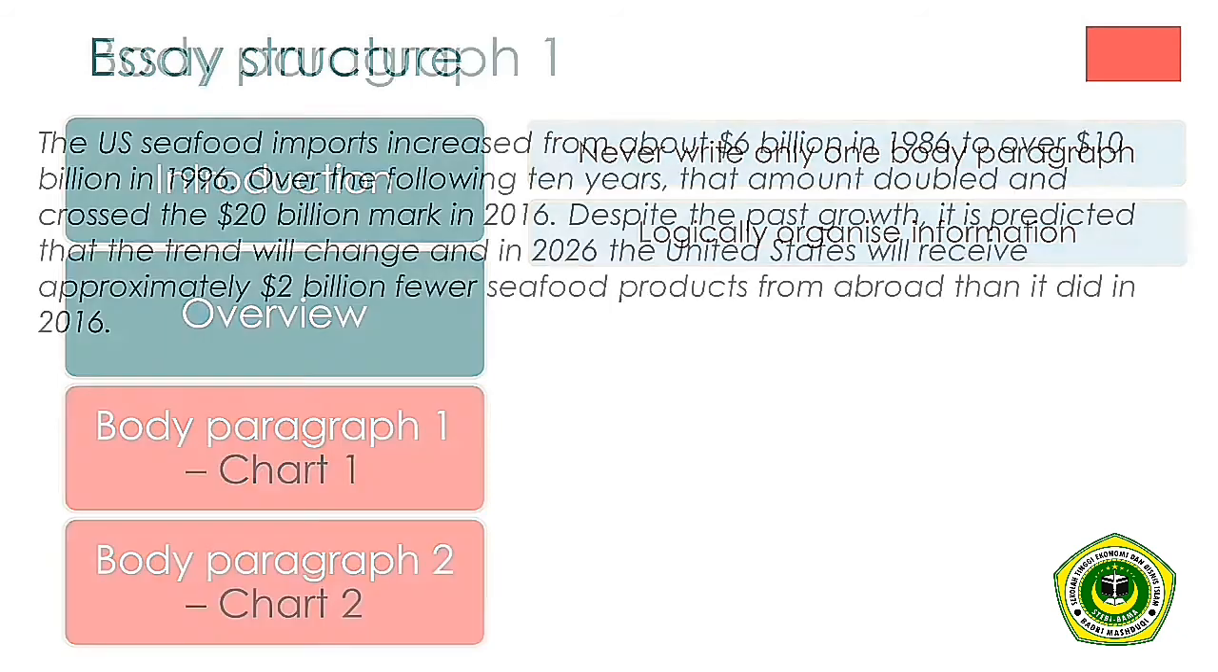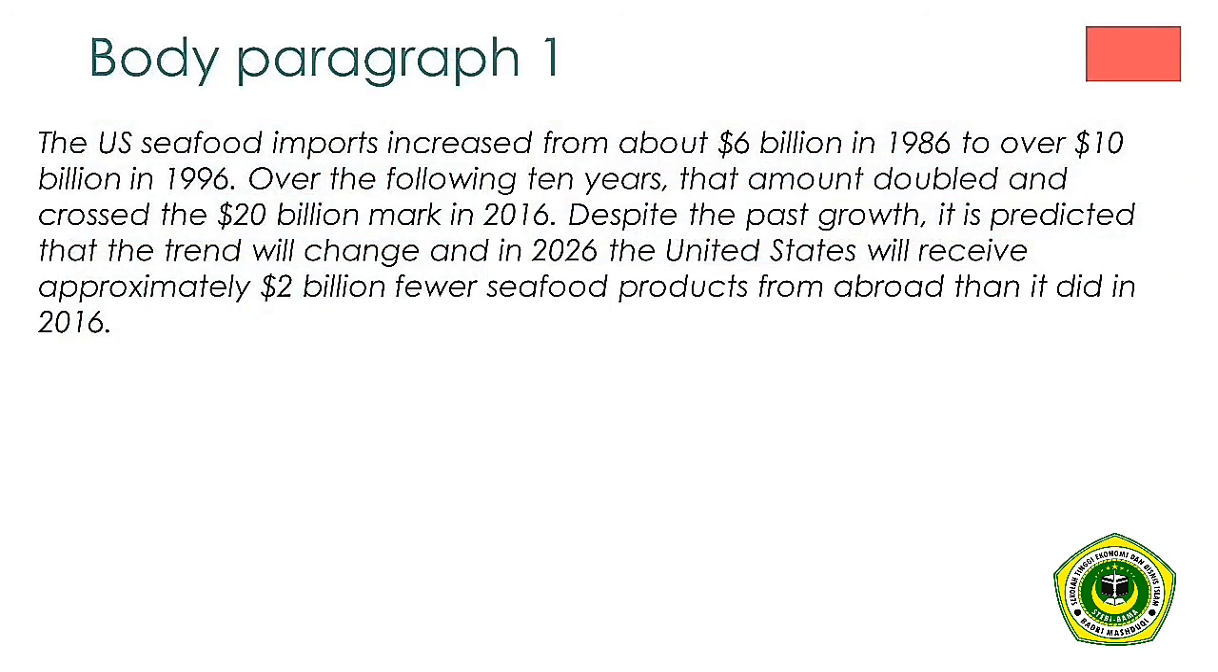And my body paragraph 1 is: the US seafood imports increased from about $6 billion in 1986 to over $10 billion in 1996. Over the following 10 years, that amount doubled and crossed the 20 billion mark in 2016. Despite the past growth, it's predicted that the trend will change, and in 2026, the United States will receive approximately $2 billion for US seafood products from abroad than it did in 2016. Here I've described the first chart.